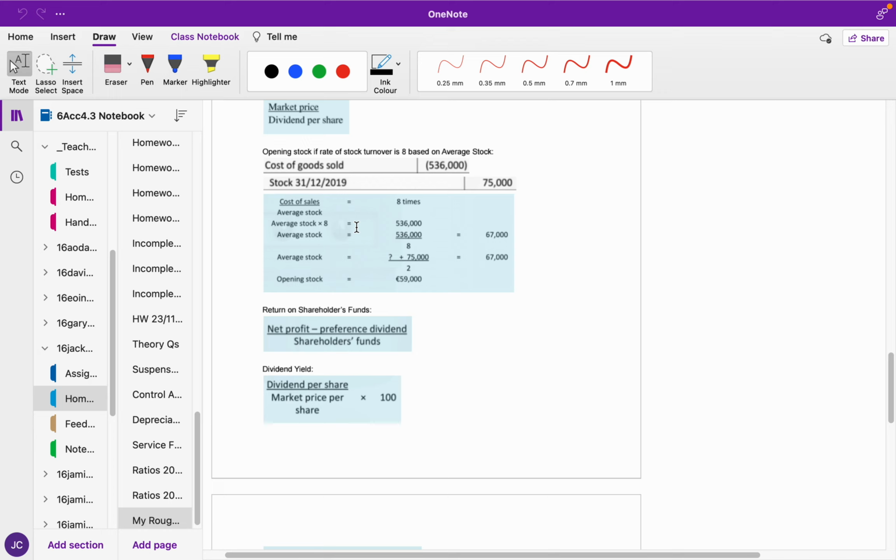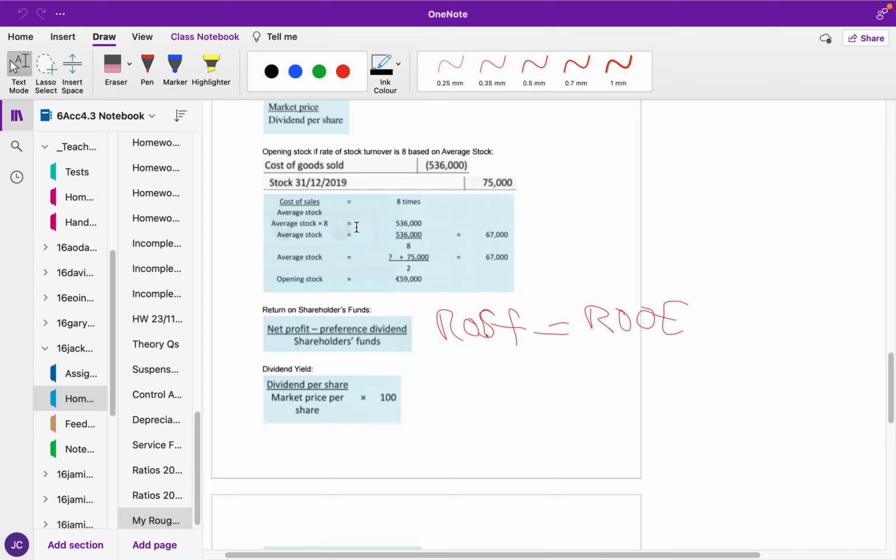Return on shareholders' funds is the same as return on owner's equity. So I'm just going to put that down there beside it. So return on shareholders' funds, or ROSF, is the same as return on owner's equity. So this is how much profit is made just from the money invested by the ordinary shareholders. The same thing.